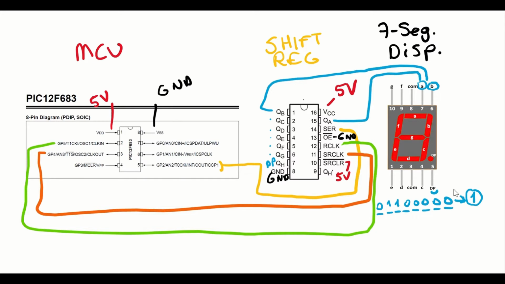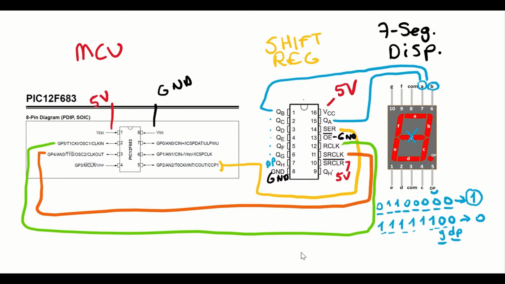So if we want to display, for example, 0 on our 7-segment display, we should make all the LEDs on excluding G. So what we need to send is all ones except G and decimal point. So this is going to display 0 on the 7-segment display.